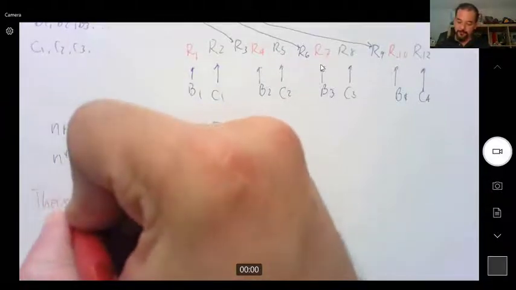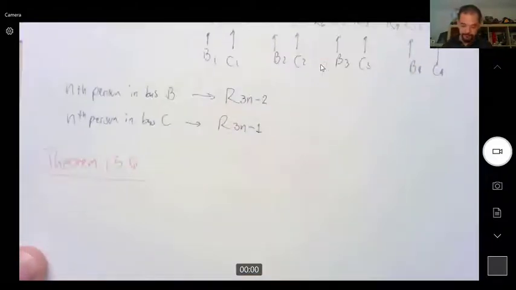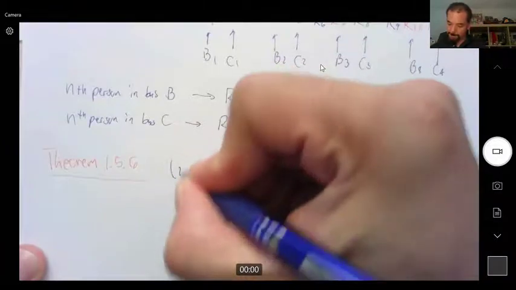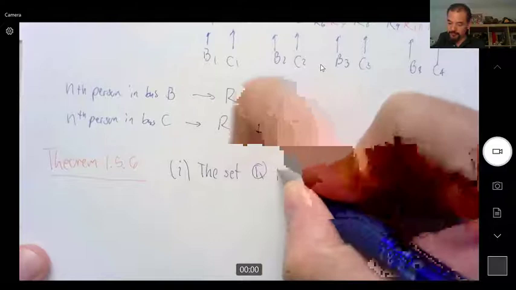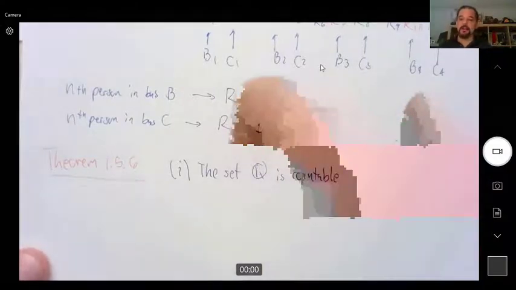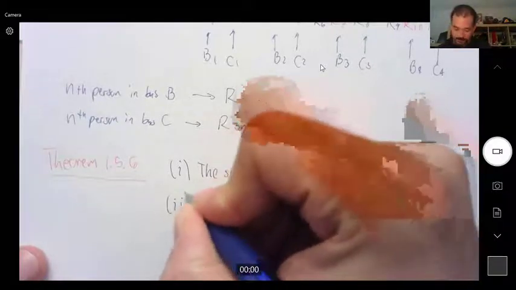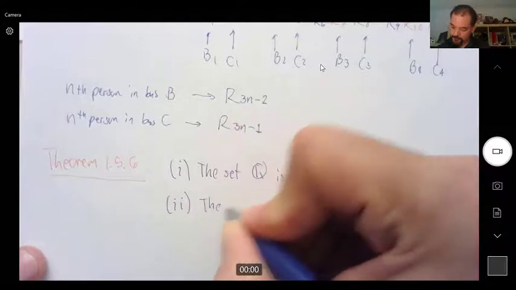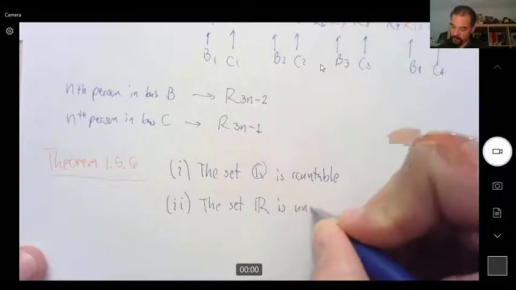All right, so let's bring it back now to our theorem. So this theorem 1.5.6 says the following. It has two parts. Part one, the set Q, the rational numbers, is countable. All right, so this tells you that there are as many rational numbers as there are positive integers. They're the same cardinality. And here is the one that is going to be, I hope, surprising to those that don't know. The set of real numbers is uncountable.